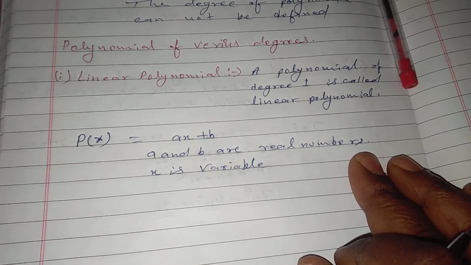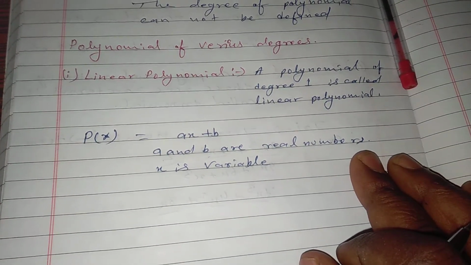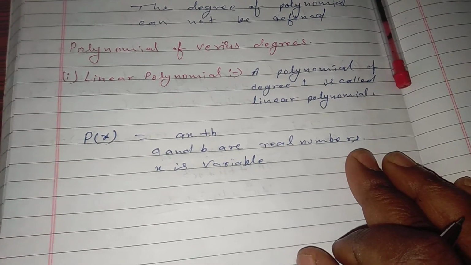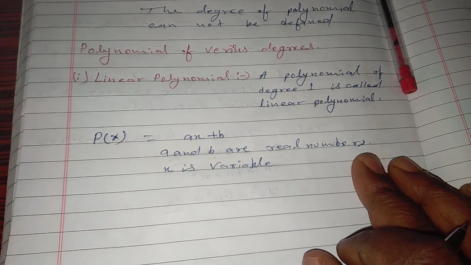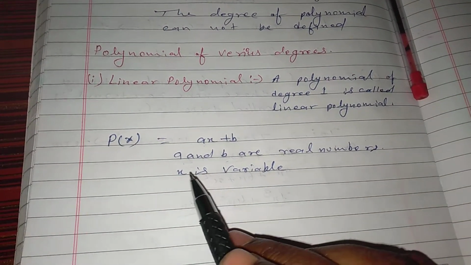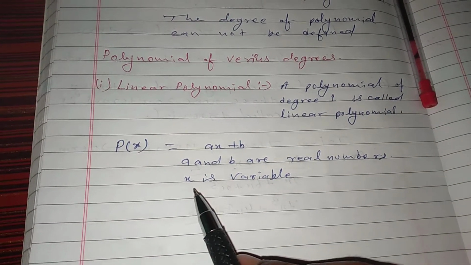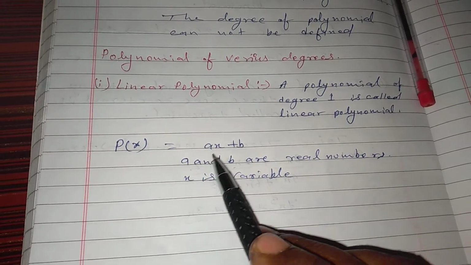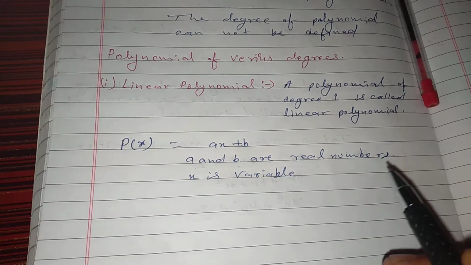The formula of a linear polynomial: if p(x) is a linear polynomial, then we can write p(x) is equal to ax plus b, where a and b are real numbers and x is a variable.